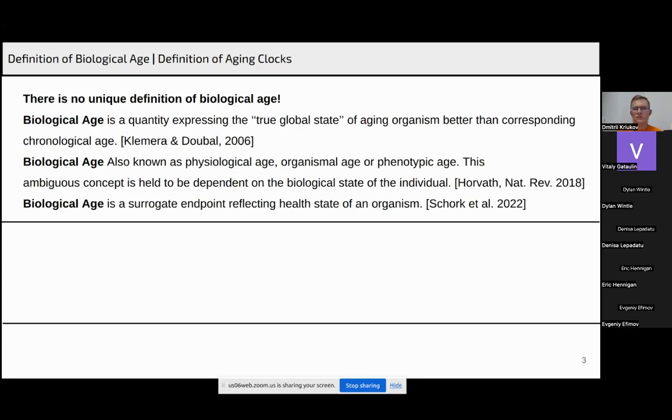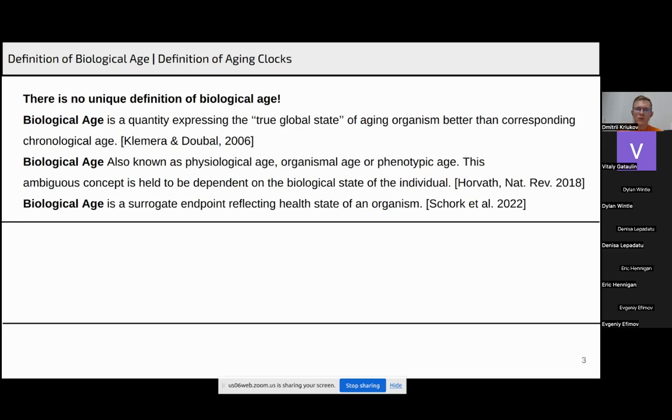The second definition is not a definition actually, but I proposed it here because it was mentioned in quite a respectful paper from Nature Review Genetics journal, not a definition, but kind of synonyms of biological age, which can be also treated as physiological age, organismal phenotypic age. And Professor Horvath just emphasized in this paper that this definition is quite ambiguous and actually doesn't have a precise definition. But finally, I found one interesting, quite recent paper from clinicians, where biological age was proposed as a surrogate endpoint by definition, reflecting health state of an organism.